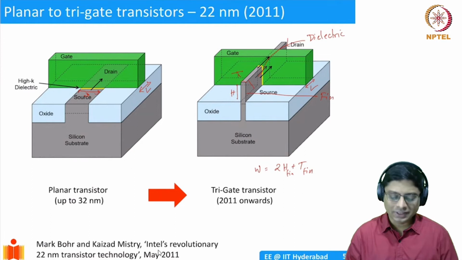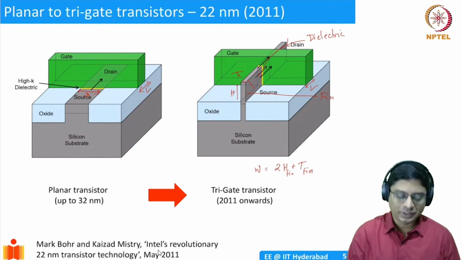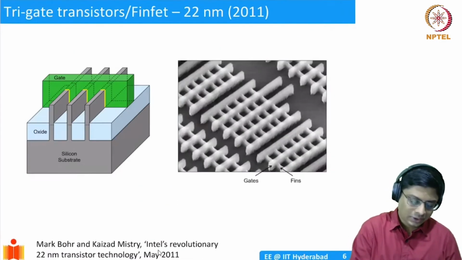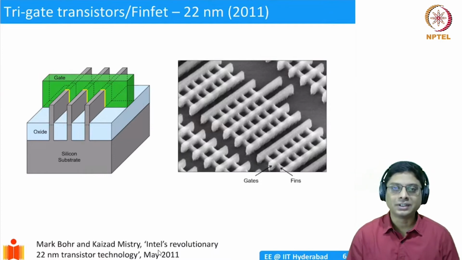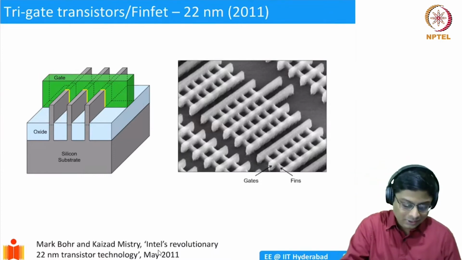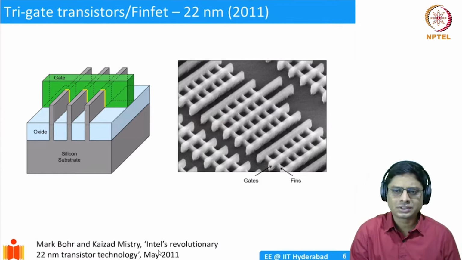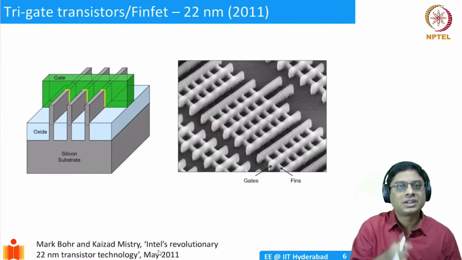And the beautiful thing is, you don't need to have just one fin. You can have more fins. So you can have multiple fins like this, and you can have an oxide like this. That way, you are able to increase the width of your transistor. The physical lateral area is very small, but you can have much larger widths.